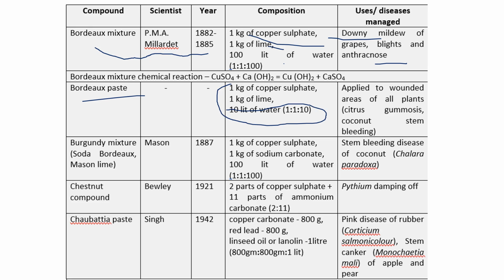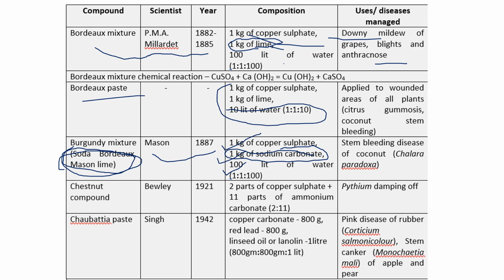Burgundy mixture. Burgundy mixture is also known as soda Bordeaux, also known as Mason lime. It is very important. Developed by Mason in 1887. Composition is 1:1:100 only. So here, instead of lime, we are using sodium carbonate in Burgundy mixture. Lime is used in Bordeaux mixture; instead of lime, sodium carbonate is used in Burgundy mixture. I can repeat: 1 kilogram of copper sulfate, 1 kilogram of sodium carbonate, and 100 liters of water.